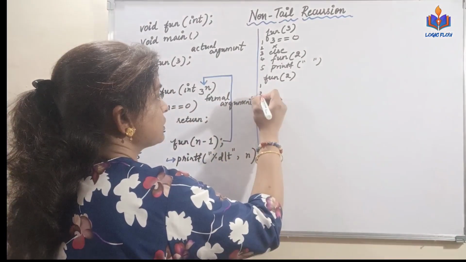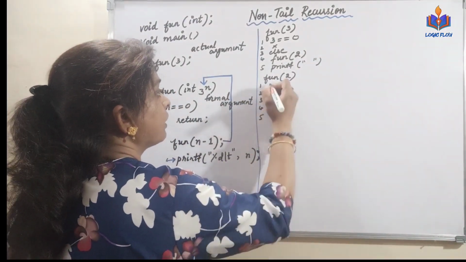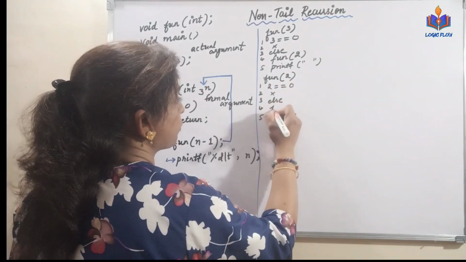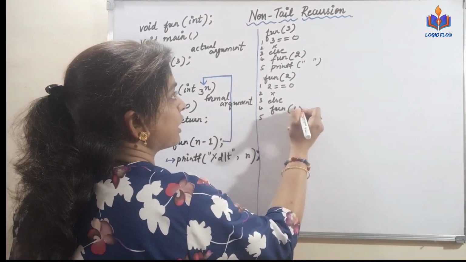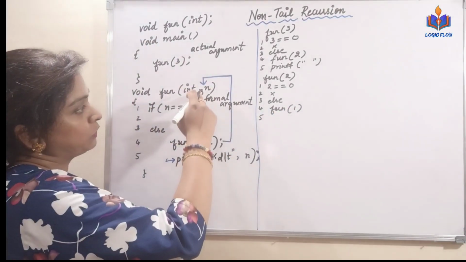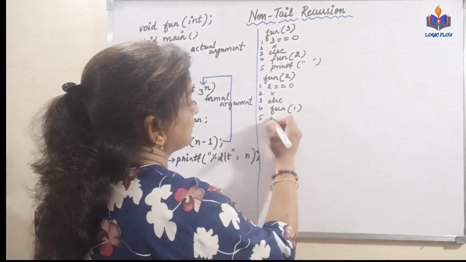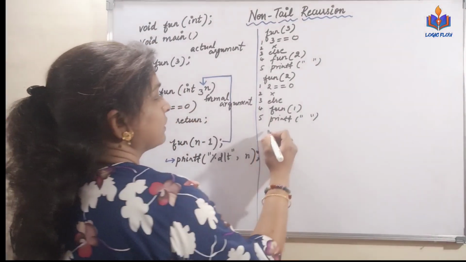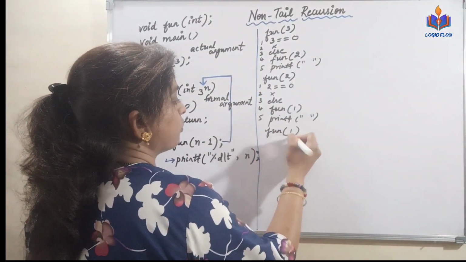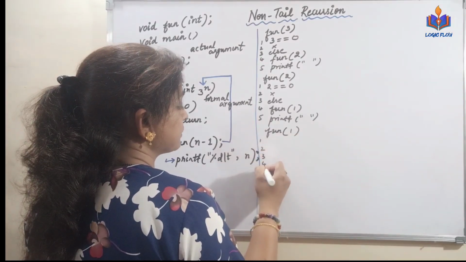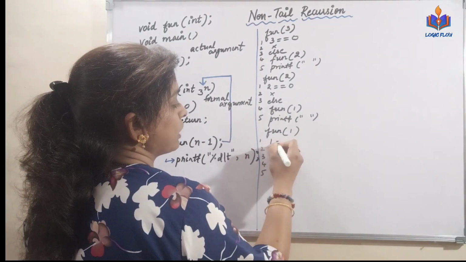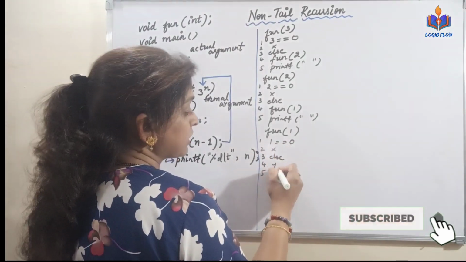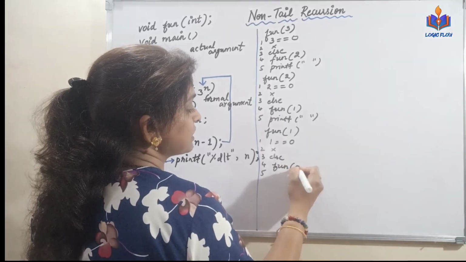Again, check all the statements: 2, 3, 4, 5. 2 equal to 0? No. Come to the else part. Recursive call: function of 2 minus 1, which is 1. Again, the control will go to the same function, where this printf is still pending. Then I'll call function of 1. Again the statements: now I'll say 1 equal to 0. Again condition not satisfied. Come to the else part. Have a recursive call: function of 1 minus 1, which is 0.